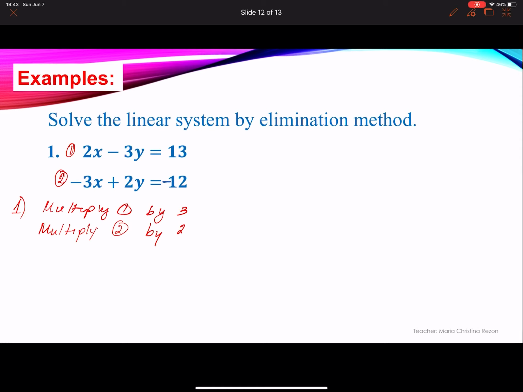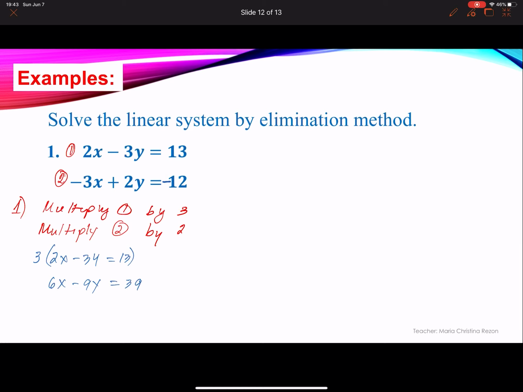So the result would be, if you multiply this by 3, then that will be 2x minus 3y is equal to 13 times 3. That gives you 6x minus 9y equals 39.